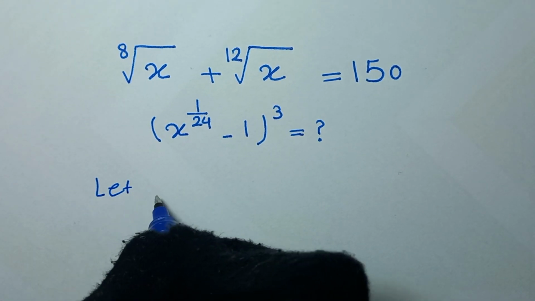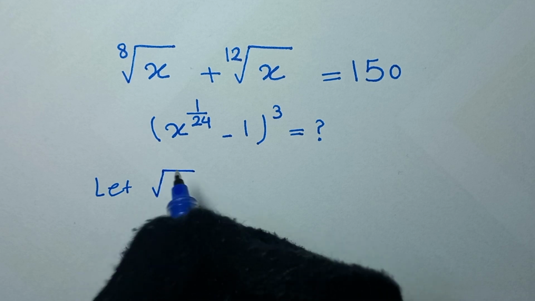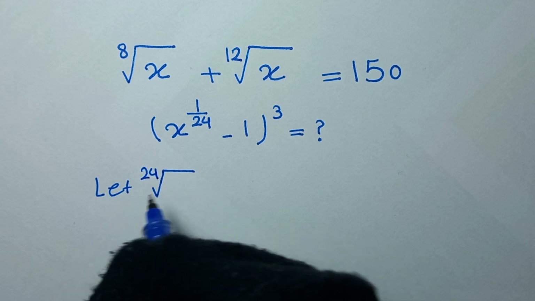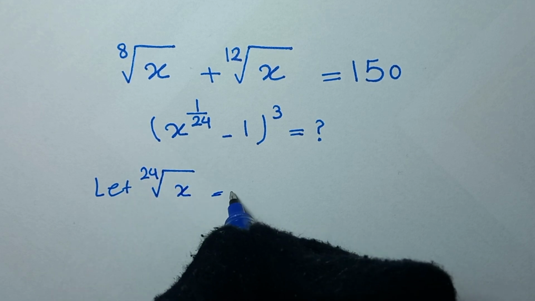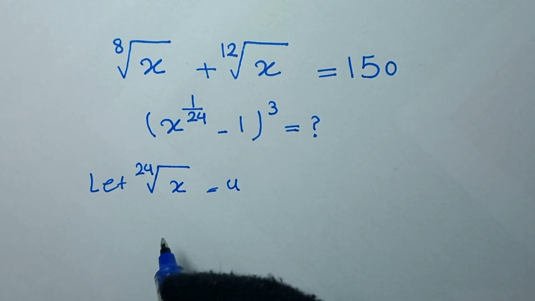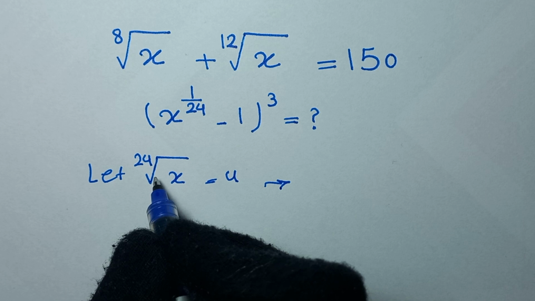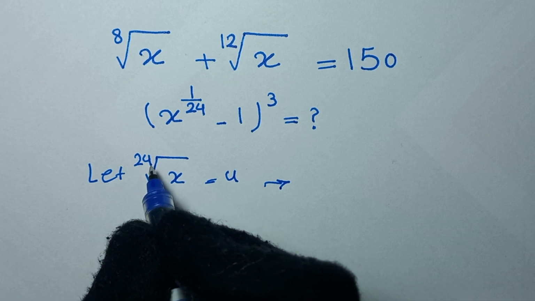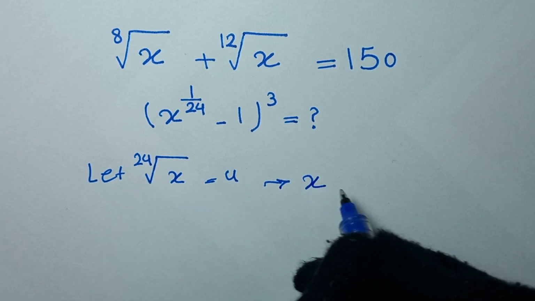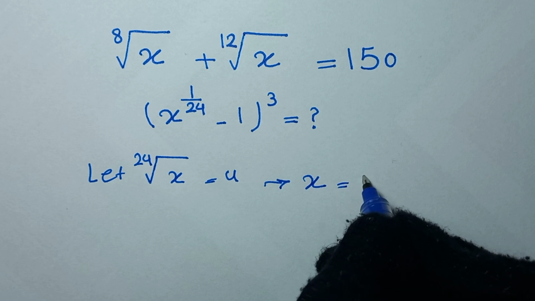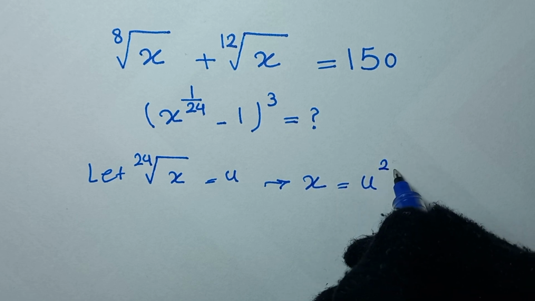letting the 24th root of x be u. So from here, we raise both sides of the equation to the power of 24, and it will be x is equal to u to the power of 24.